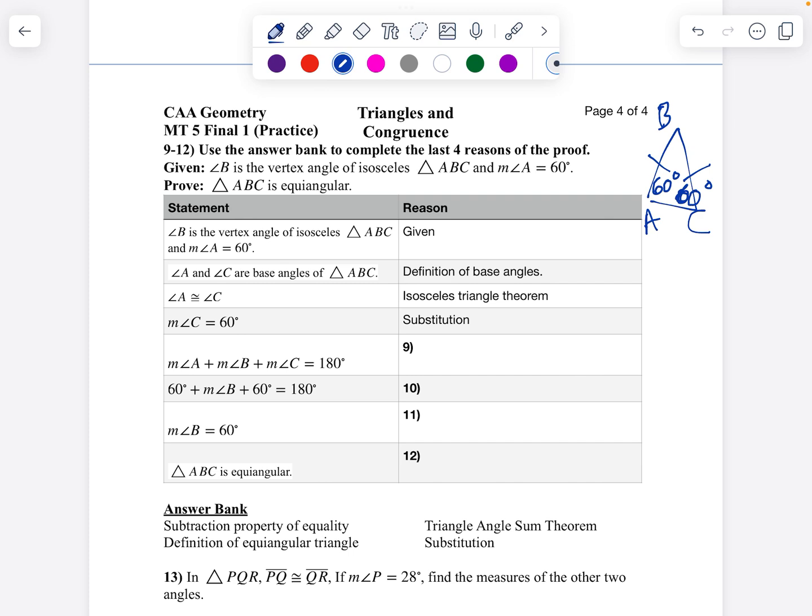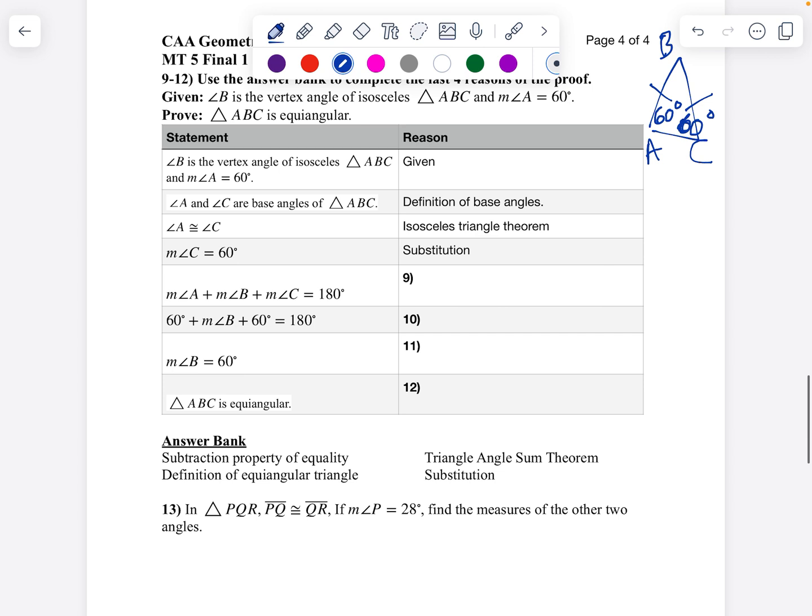Then, all of a sudden, I'm saying A plus B plus C equals 180. Which one of those says A plus B plus C equals 180? Well, that's the triangle sum theorem. I know the three angles add together. That's the triangle sum theorem. They equal 180.